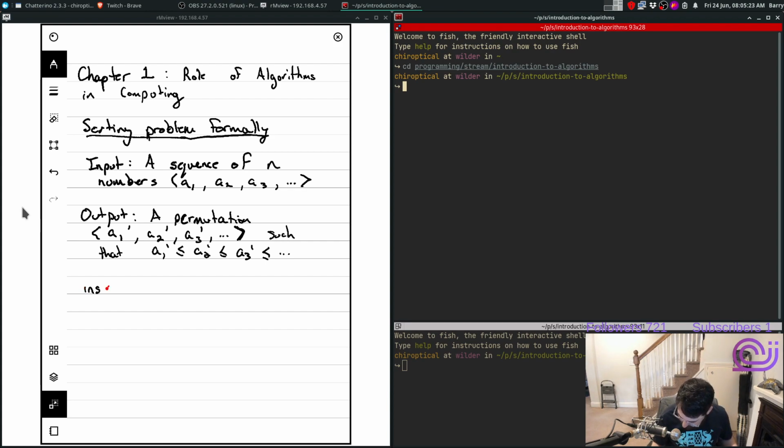Okay, so an instance is a specific input. Yeah, the input sequence, not set. Okay. So that's an instance. An instance of a problem consists of the input needed to compute the solution to the problem.